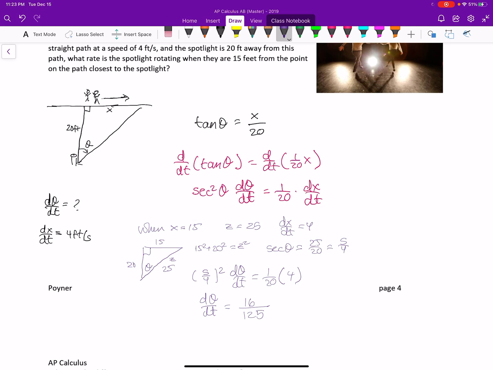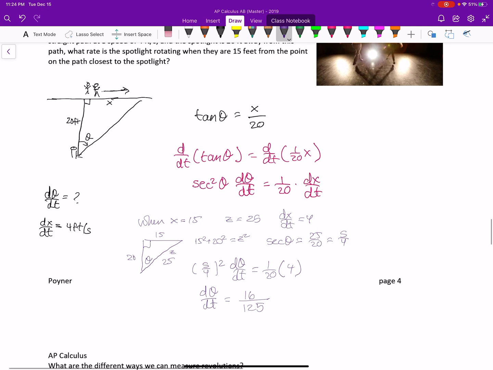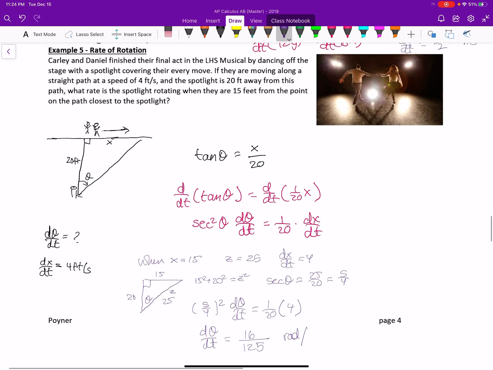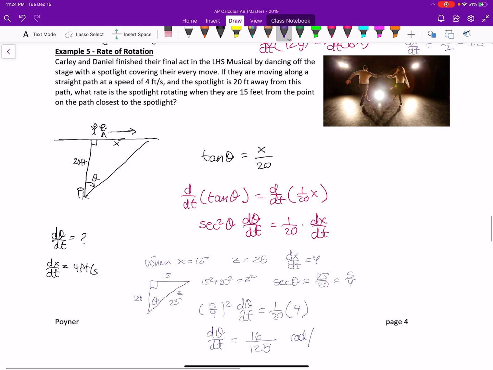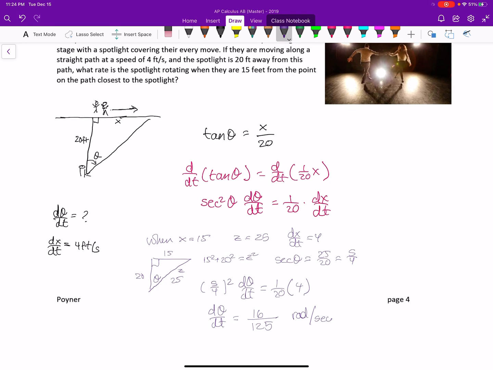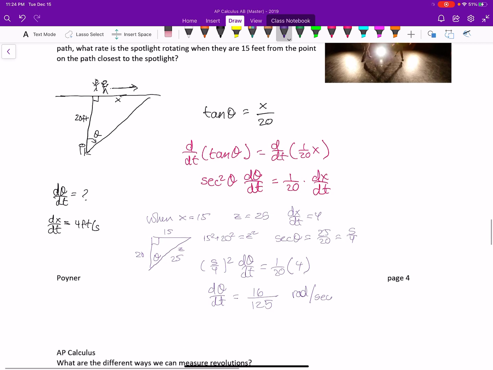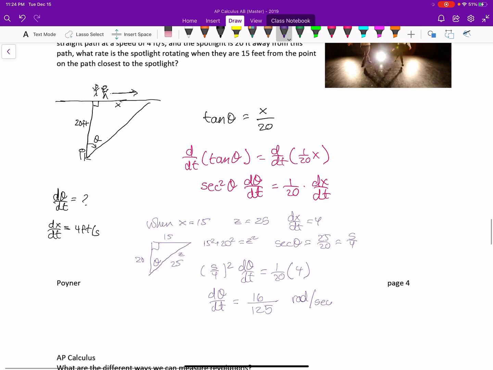Now the question is, what are the units? When it's asking about revolution or θ, it's always going to be radians per, and then what is the unit of time here? Seconds. We'll discuss in a little bit why that is the case. It's an interesting question why we always use radians in calculus, and I'll address that in the next video.